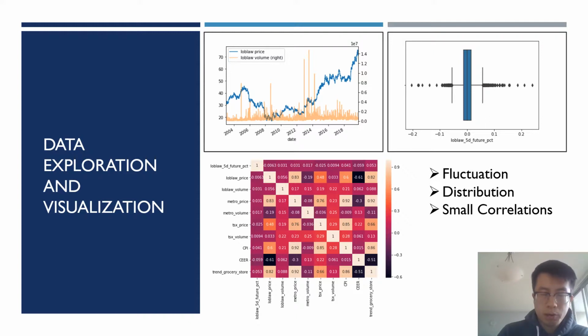And if we look at the correlations between the 5-day percent change and other variables, we can see the correlations are very small values. So we can expect that our model won't be very accurate because the correlation is quite small. And we hope that we can find some useful information from those small correlations.